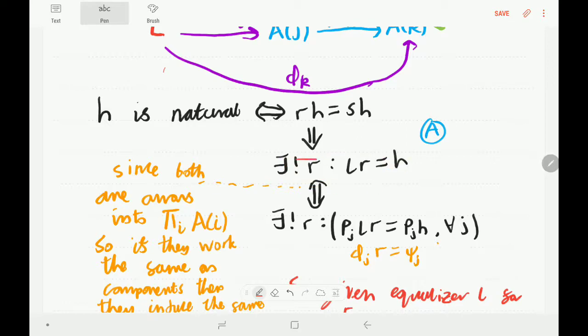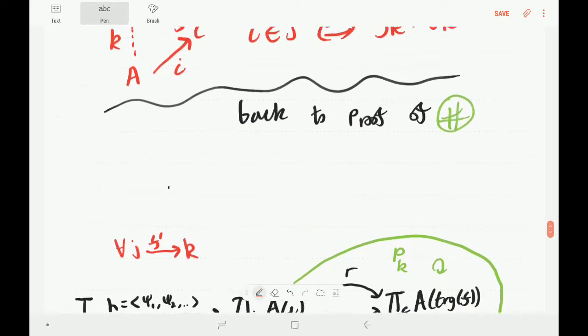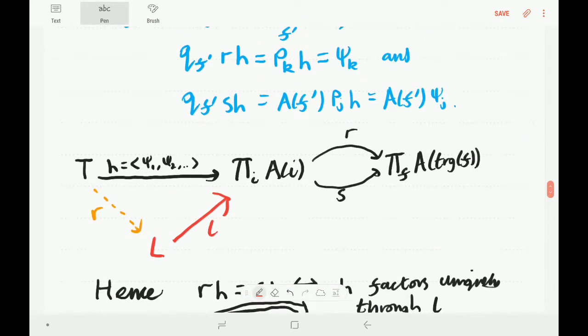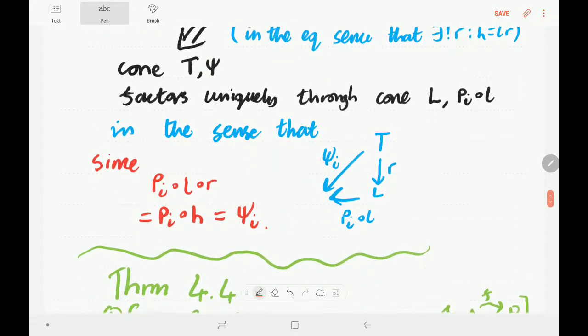Anyway, this condition holds if and only if this condition holds, which is basically a similar looking condition. It's just that we're saying this works on components. So for any given R, we have that LR equals H if and only if PJ L of R equals PJH for all J. And the reason is simply that if we look at this diagram, LR and H are just going to be elements of this product. And by the same kind of reasoning as before, we can think of each of them as tuples, and they're going to be equal precisely when they're equal in all the components. So that's how we get that one.